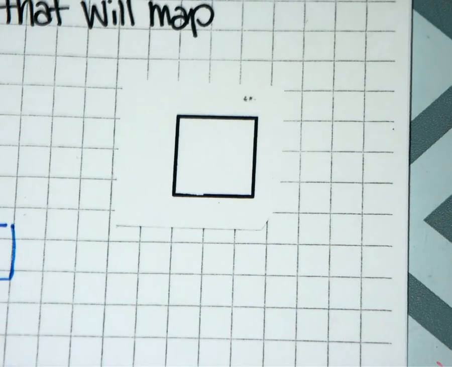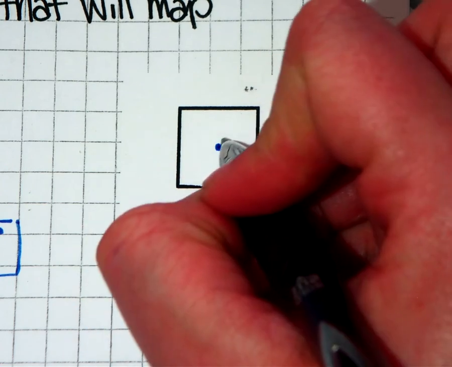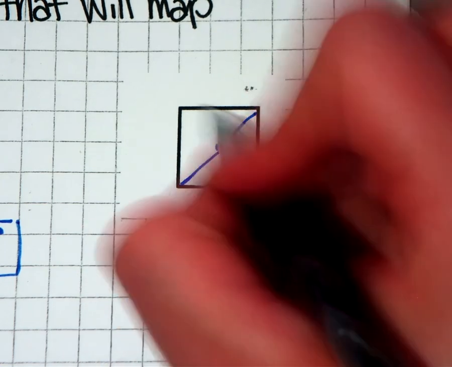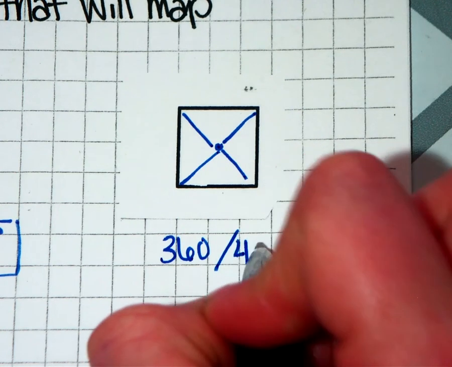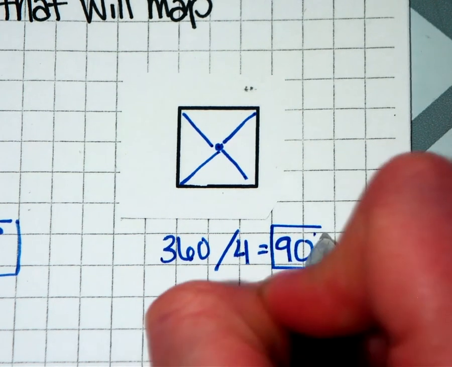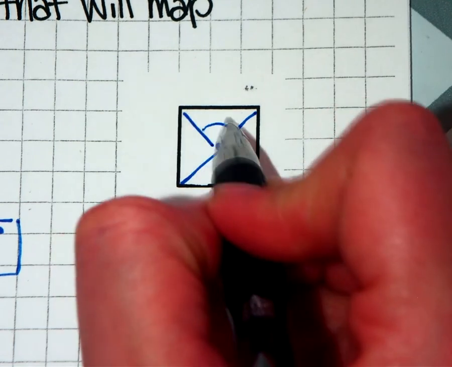Let's try one more, and this here is a square. So we're going to go ahead and put the dot in the center. 1, 2, 3, 4. 360 divided by 4 is 90. So a 90-degree rotation would bring this corner onto the other corner.